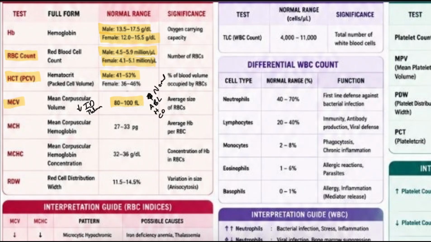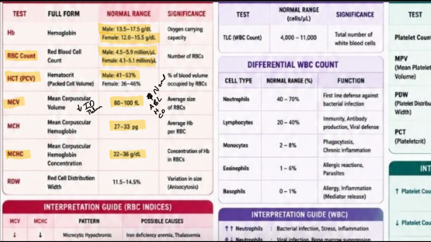Next you can see MCH. MCH means mean corpuscular hemoglobin. It measures the amount of hemoglobin inside each red blood cell. The normal value is 27 to 33 pg. Next is MCHC, mean corpuscular hemoglobin concentration. It measures the concentration of hemoglobin in red blood cells. The normal is 32 to 36 grams per deciliter.